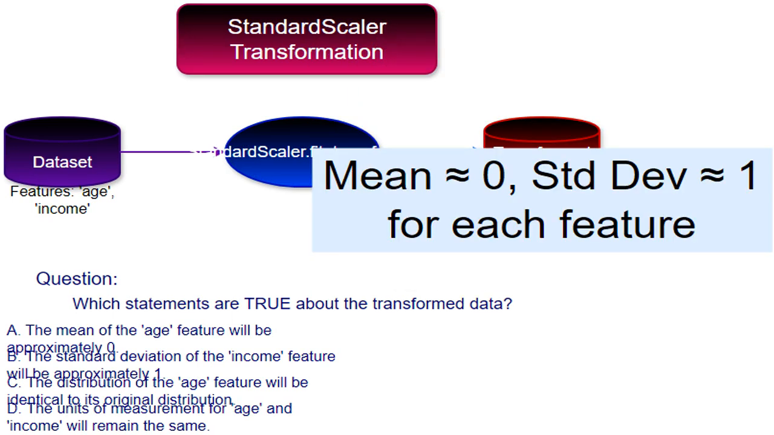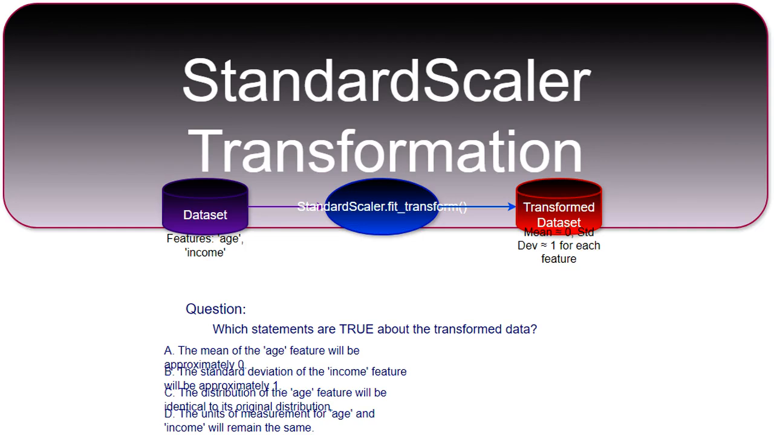The mean, or average, of both the age and income features in this transformed dataset will be approximately 0. Similarly, the standard deviation, a measure of spread or variability, of both features will be approximately 1. This refers to the entire process of using standard scaler. It's a way of preparing your data, making sure it's all on a similar scale. Think of it like adjusting the knobs on a sound mixer to make each instrument equally loud and clear. It centers the data around 0 and scales it to have a standard deviation of 1.